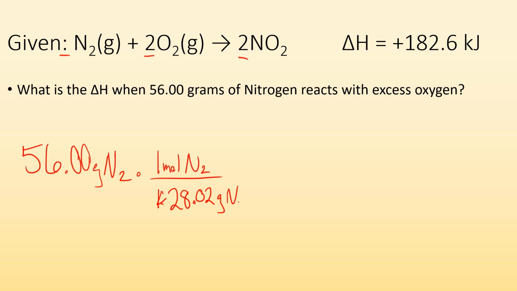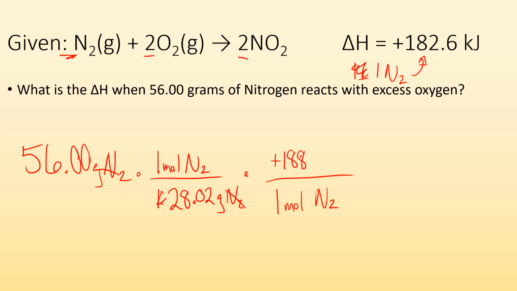All right, so I don't even have to plug this in yet. My units are going to cancel out. I got moles of N2. Well, what's going on here? Well, it says for every 1 mole of N2 will release or absorb that much energy. So, all right, let me figure this out. I know for every 1 mole of N2, I have a positive 82.